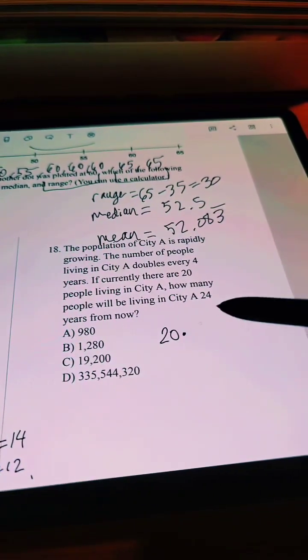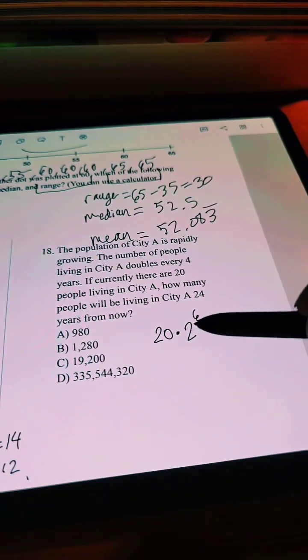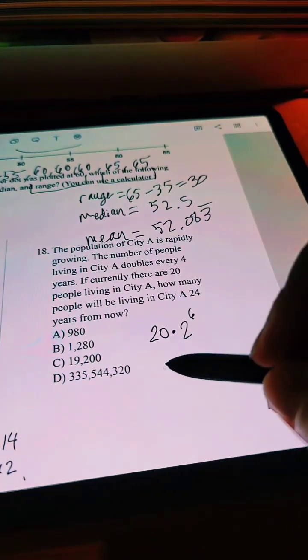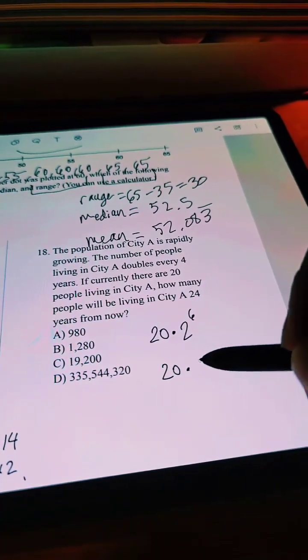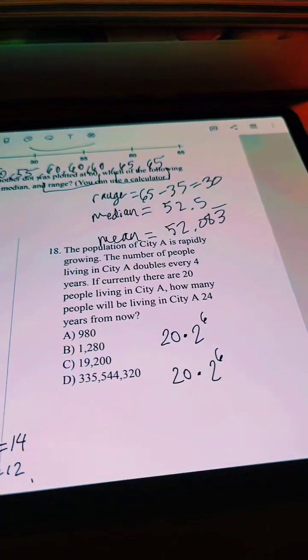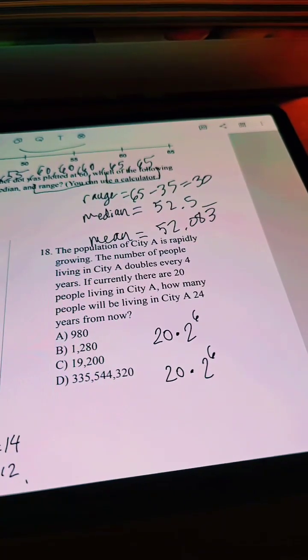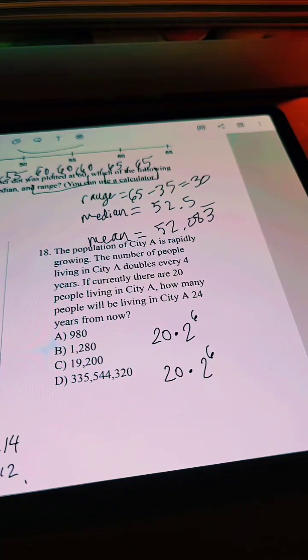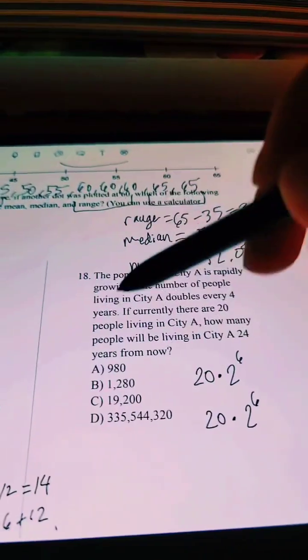So we're going to do times 2 to the 6th power, so it's going to double 6 different times. So then it's going to be 20 times 2 to the 6th, which is, what's 2 to the 6th? I always forget. I think that's 64, yeah. 64, and then times 20. Okay. So that's going to be 1,280, so B.